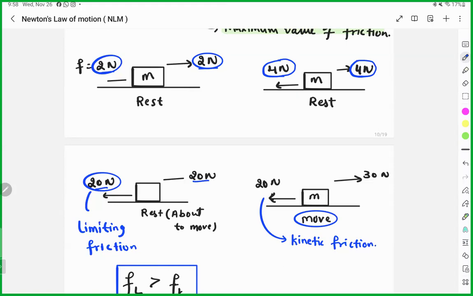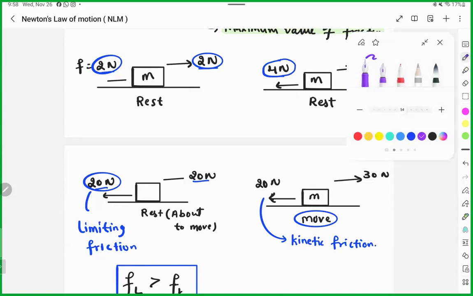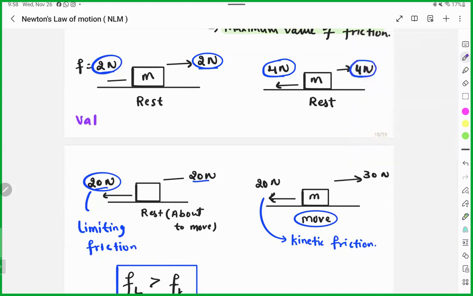Can you see the value of static friction is not same? Understood all of you? So value of static friction vary according to external force.